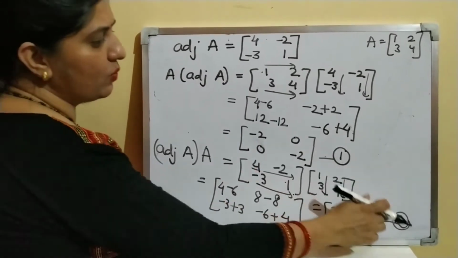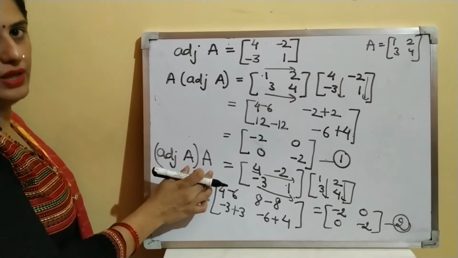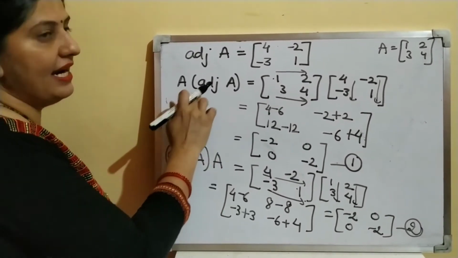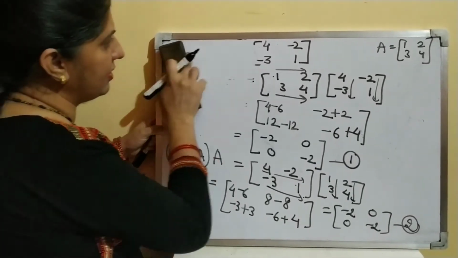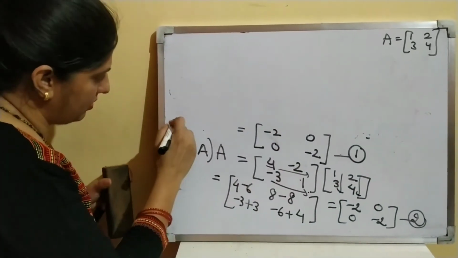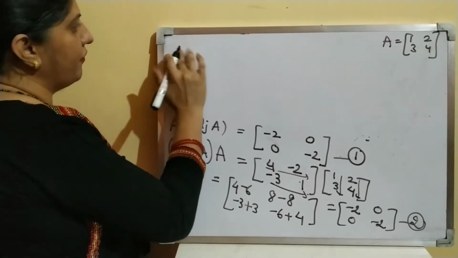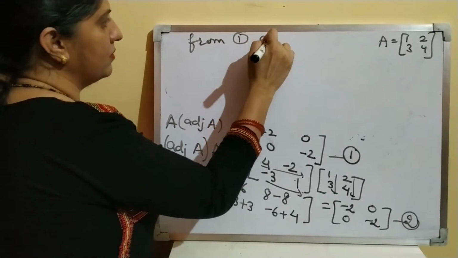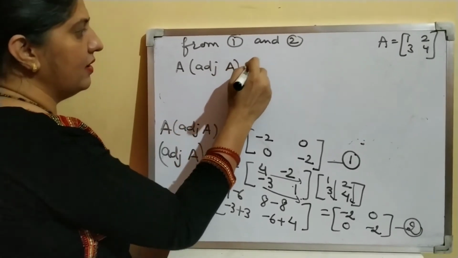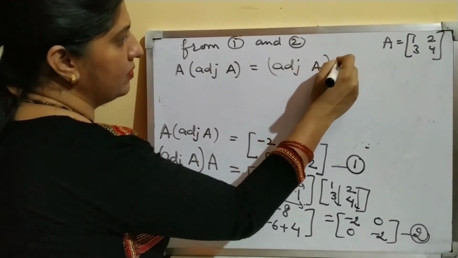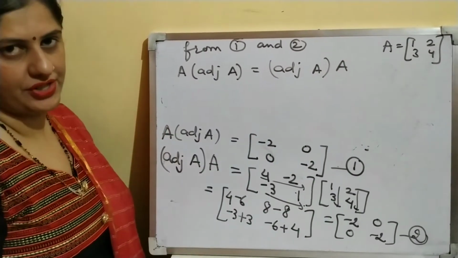Now see here, 1 is equal to 2. So A into adjoint of A is equal to adjoint of A into A. Means product of A and its adjoint is commutative. So what we get, I am writing. From 1 and 2, we get A into adjoint of A is equal to adjoint of A into matrix A. Means product of A and its adjoint is commutative.